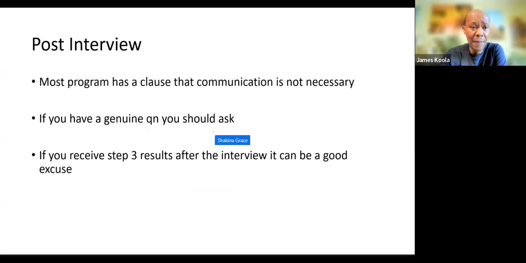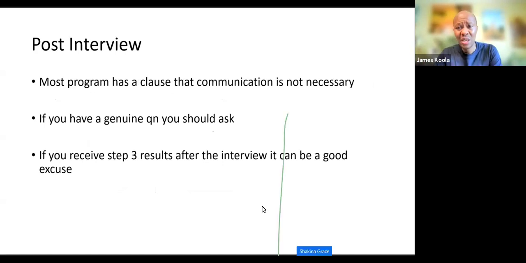Most programs have a clause that communication is not necessary after the interview. But if you have a genuine question, you can ask. Especially if you are doing Step 3, after you're done with Step 3, you can email the program director and say, I'm done with Step 3, I passed, and I'm still interested in your program.